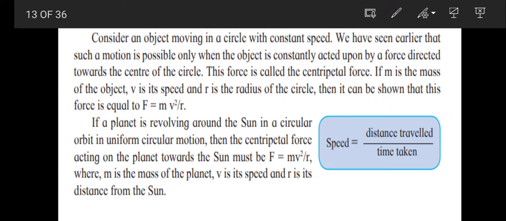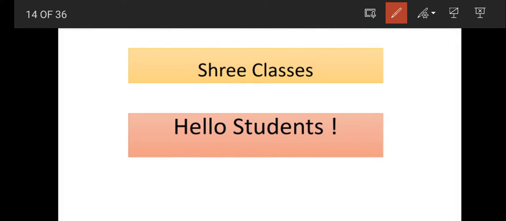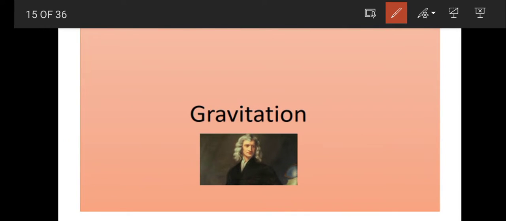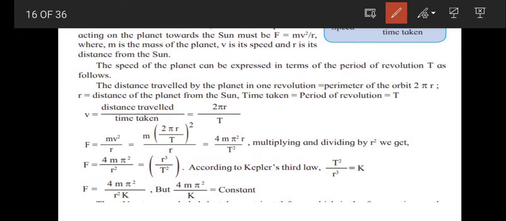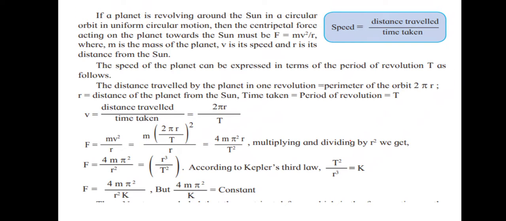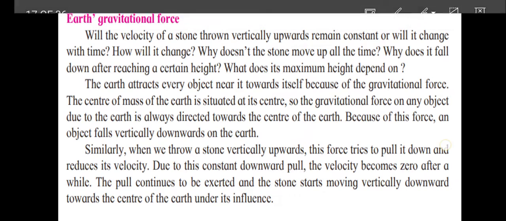Now for this derivation which formula do we use? Speed is equal to distance upon time. Now next one. This derivation is very important, students. If a planet is revolving around the sun in a circular orbit, at that time we discovered that F is equal to mv square upon r.